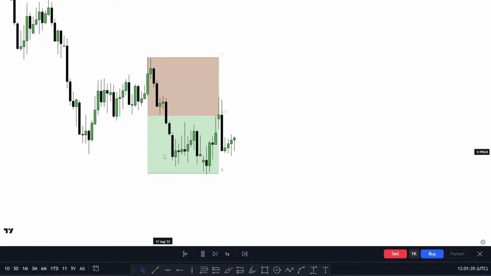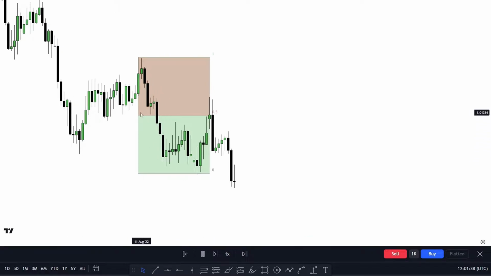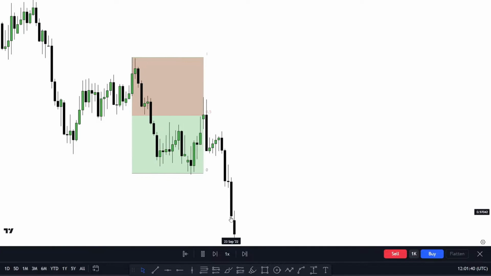Boom. This is discount and premium here. You would be selling here, here, or here. But selling always happens in the premium zone and buying always happens in the discount zone. Equilibrium. We understood equilibrium.